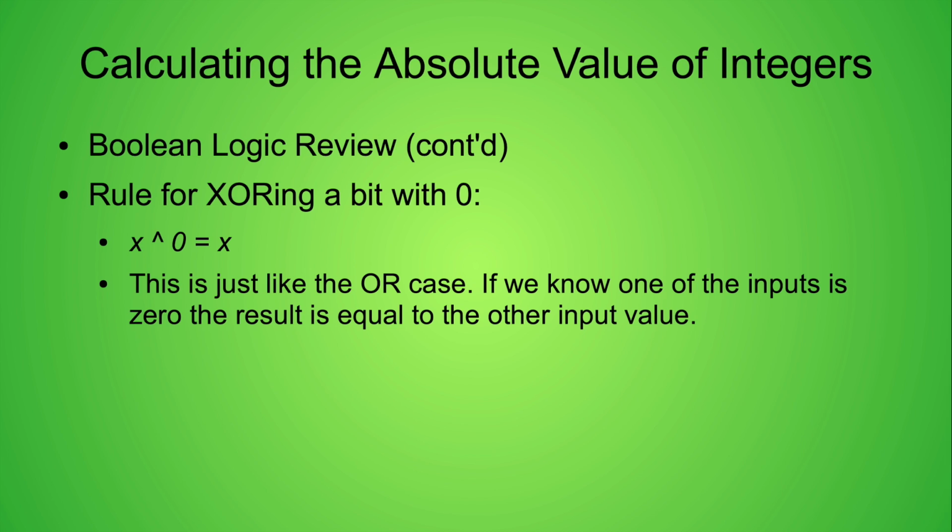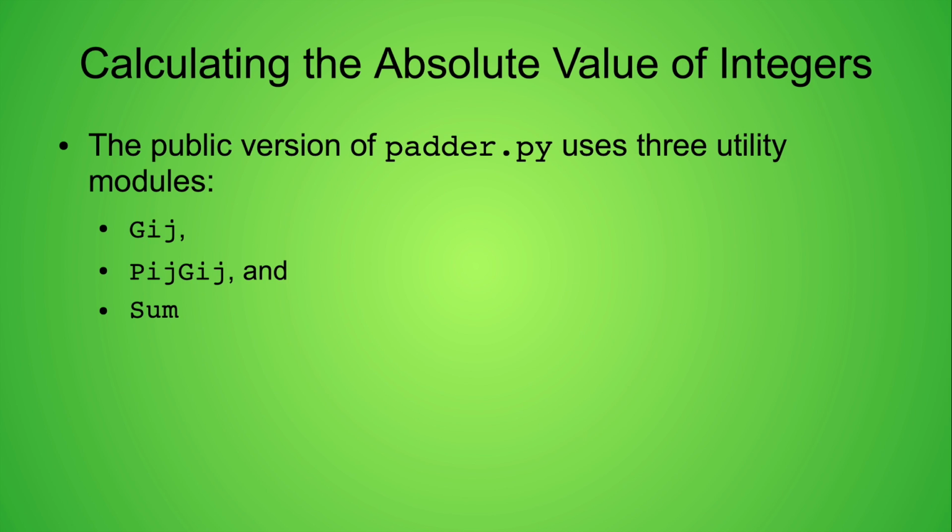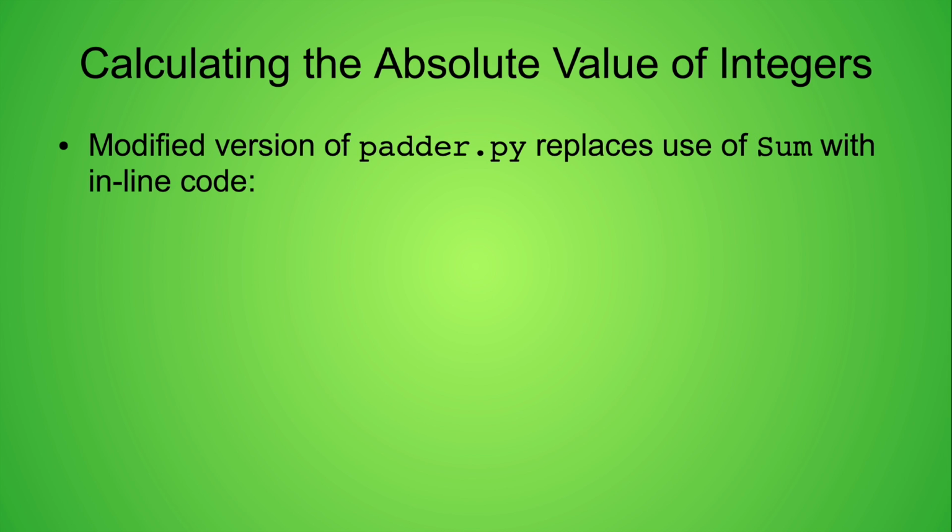Now it's time for me to go back and clear up a half-truth I told you earlier. I said that the adder circuit used by the wrapper module was generated by padder.py. That's only partly true. The public version of padder.py, which can be downloaded from GitHub, uses 3 utility modules: gij, pij, and sum. The adder, in the first version of the absolute value circuit, was created by a modified version of padder.py, which replaces the invocation of the sum module with inline Verilog code to compute the result.